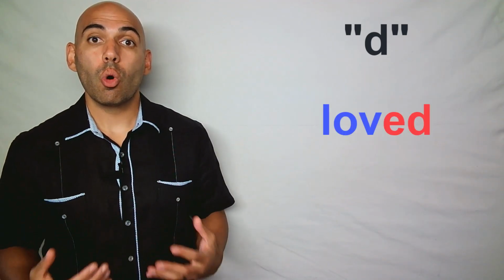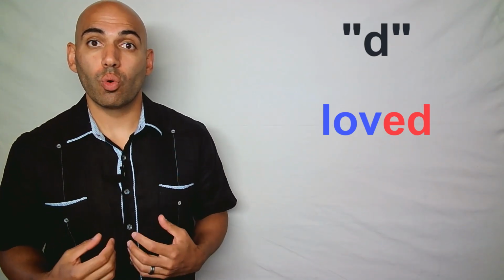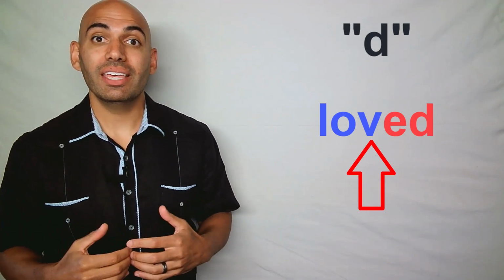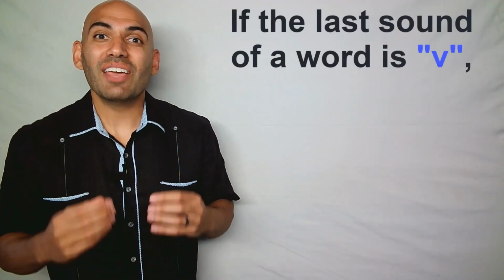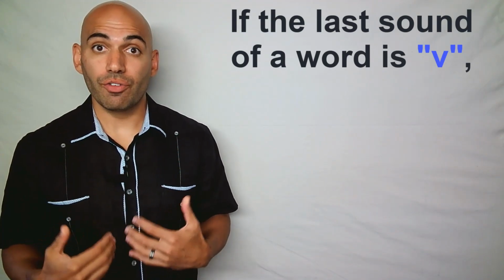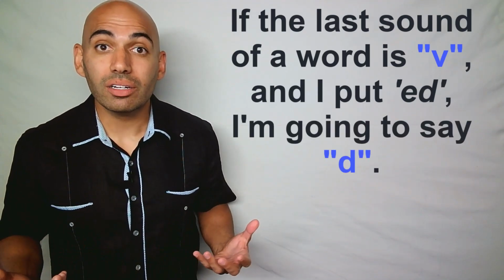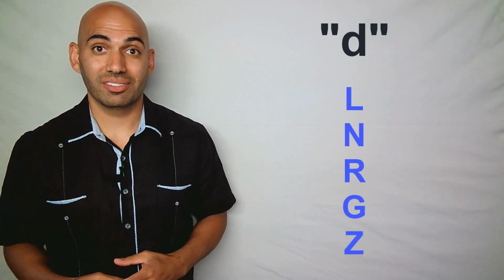Okay, sound number 1, D. You heard this when I said the word loved. So, why did I say D for loved? Because the last sound in the word love is V. If the last sound of a word is V, and I put ED, I'm going to say D. Loved. Lived. And this sound is the same for all of these letters.